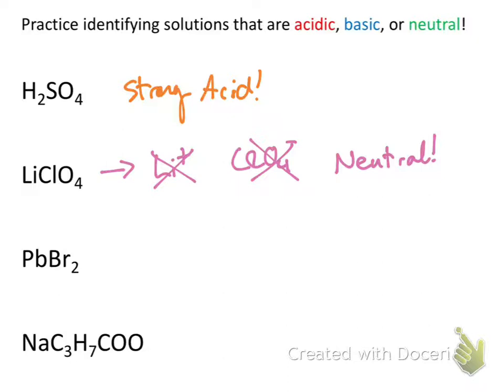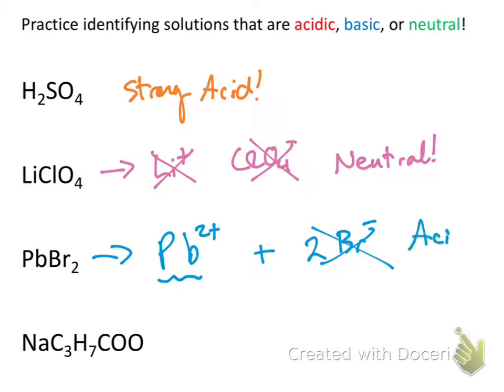PbBr2, lead bromide. This will turn into Pb2 plus and 2 Br minuses. Br minus is the what, therefore making it what? Good, this is negligible. And Pb2 plus is going to be acidic.